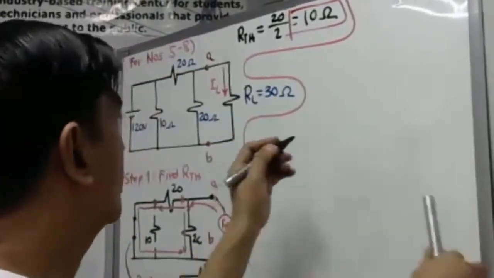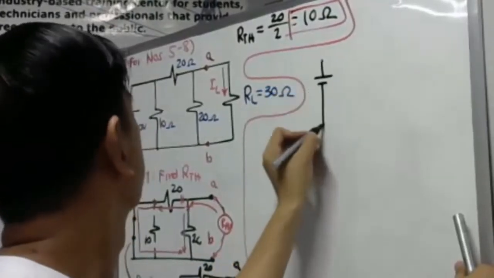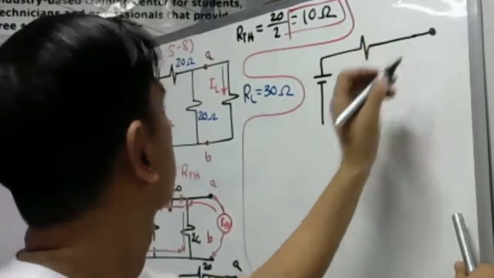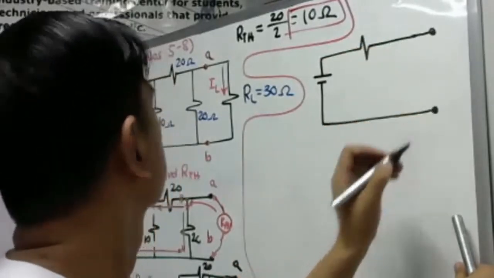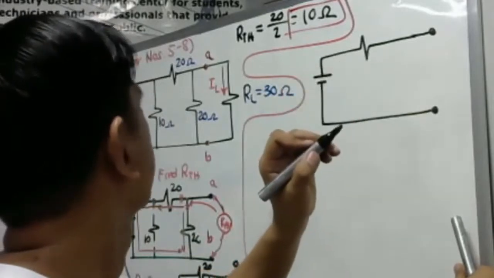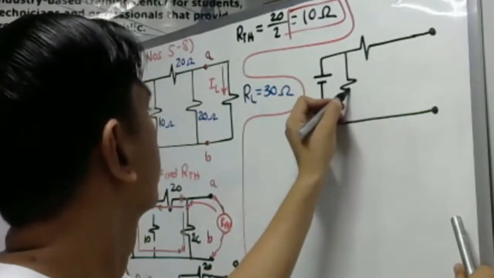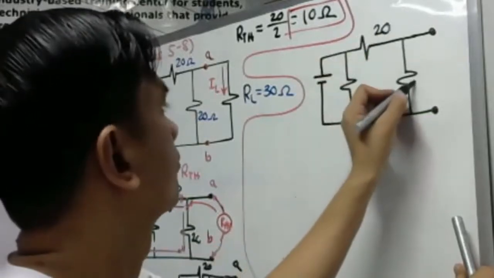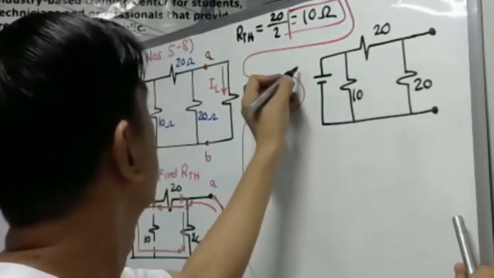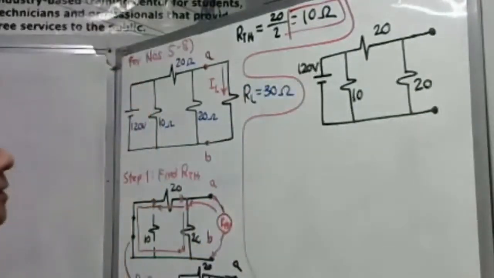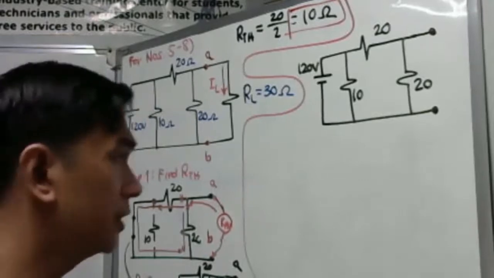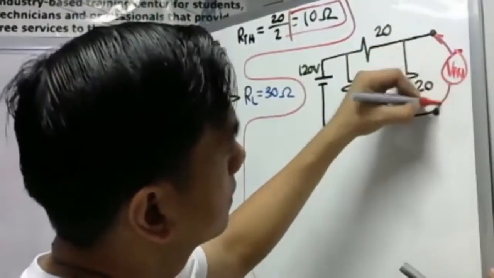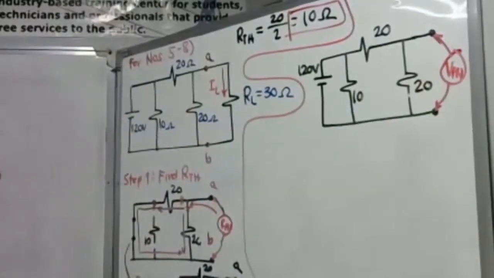So, we'll be having here our 120 volt source. Okay, we have 20 and 20. We have our 10. So, we have a 120 volt source. What will be our Thevenin's voltage? So, let us put our voltmeter here, VTH. There you are. What is our Thevenin's voltage here?